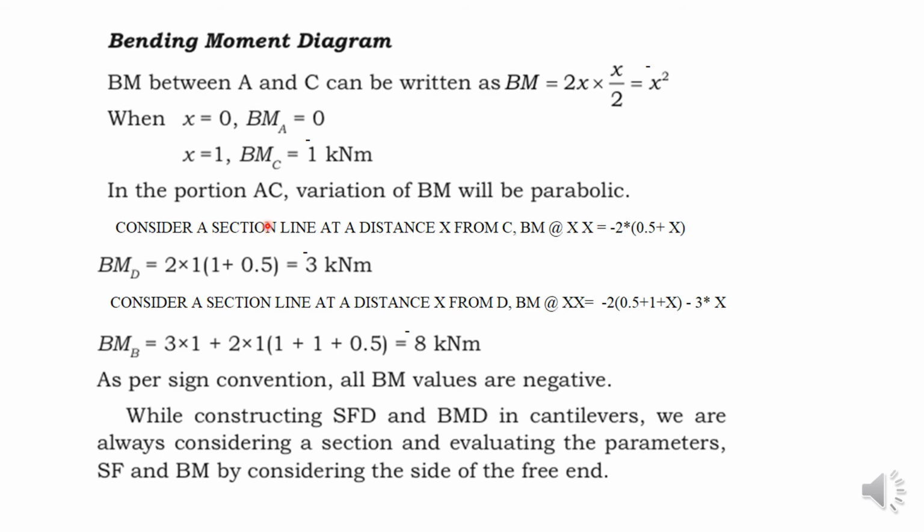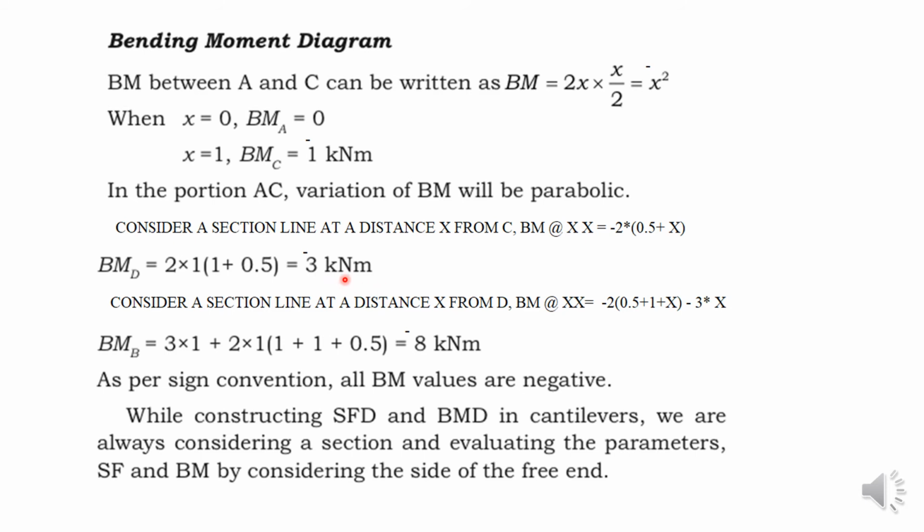Now consider a section line at a distance h from C for the next span, and again take the bending moment about this section, and that will be minus 2 into 0.5 plus h. To get the value of bending moment at D, just substitute h is equal to 0.5, so that you will get the value of bending moment at D as minus 3 kN meter.